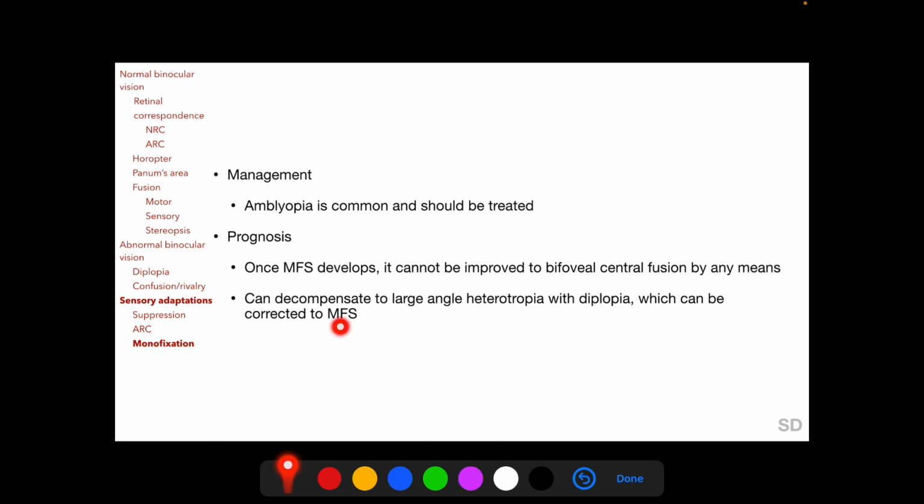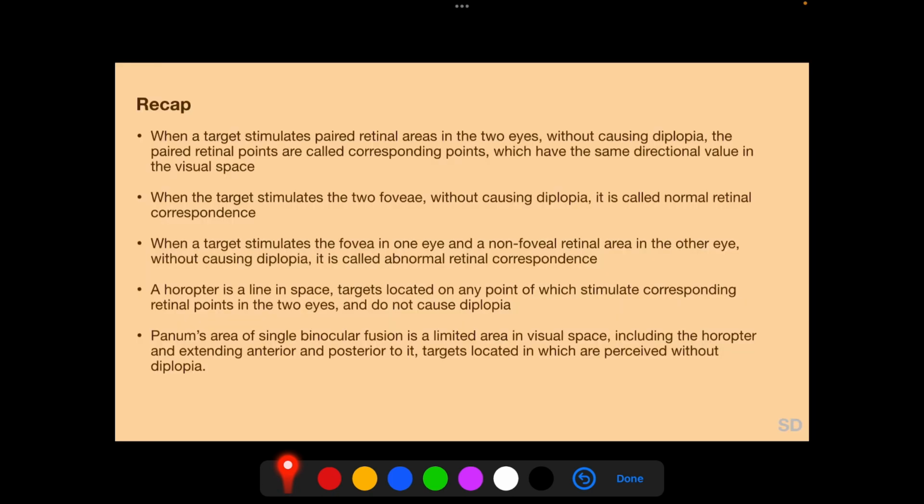To recap the salient points, when a target stimulates paired retinal areas in the two eyes without causing diplopia, the paired retinal points in the two eyes are called corresponding points, which have the same directional value in the visual space. When the target stimulates the two fovea of the two eyes without causing diplopia, it is called normal retinal correspondence. And when the target stimulates the fovea in one eye and a non-foveal retinal area in the other eye without causing diplopia, it is called anomalous retinal correspondence.